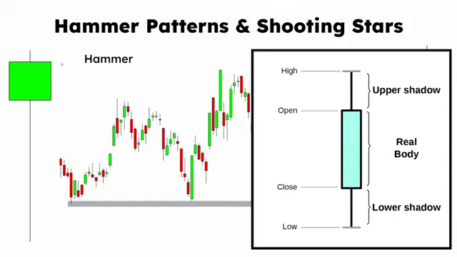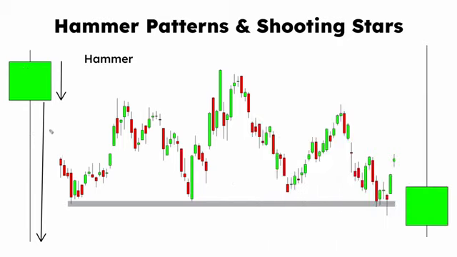In order to identify a hammer, you're looking out for a small real body. So this wide part of the candle is what we're calling the real body. And we also want to see a long lower wick. The wide part of the candle is called a real body, and the small lines here above and below are called wicks. For the hammer, we want the lower wick to be at least twice as large compared to the real body. But preferably, we want the wick to be even longer, perhaps 3 times as large or even 4 times as large. You can see in this particular example, it looks like the wick is pretty much 4 times as large as the real body.